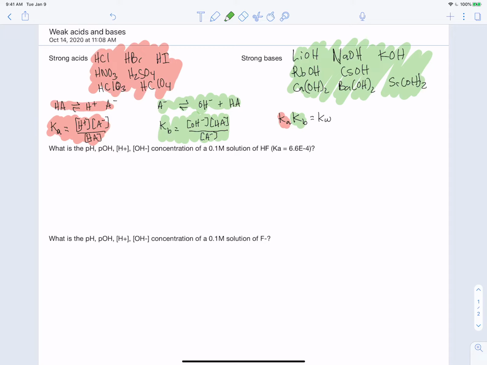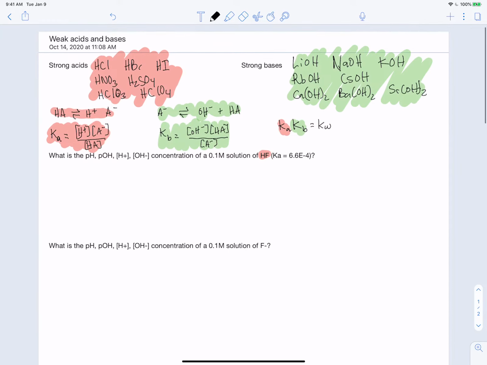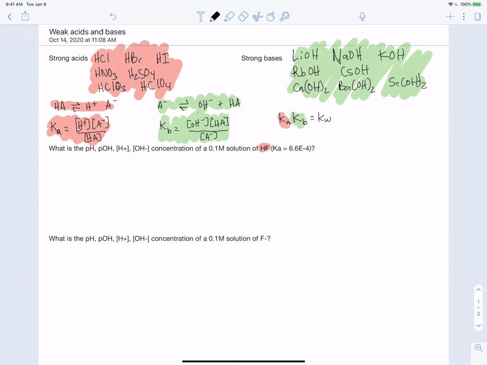Okay, so these problems are a little bit more complicated than strong acids and strong bases. We'll note here we have HF. It's an acid because it contains a proton. That's generally true. And we're given a Ka value for it and a concentration. So in the previous problem, in the strong acid problems, we can assume that the HF concentration is equal to H plus. In this problem, that's not true. And instead, we have to consider this equilibrium that's going on.